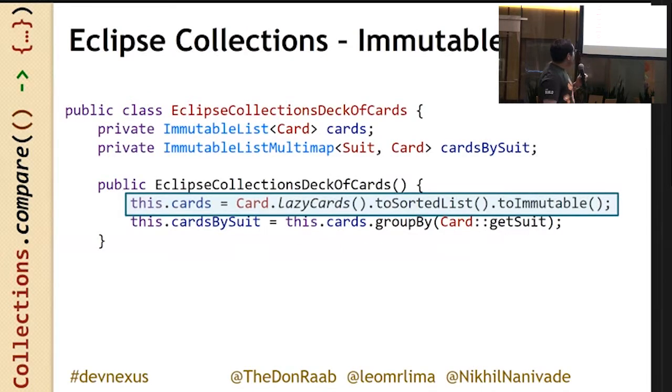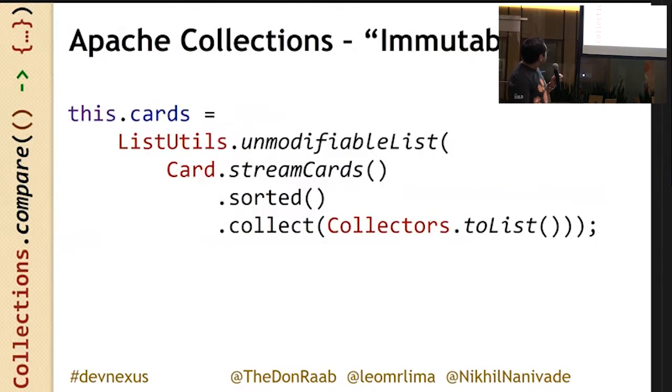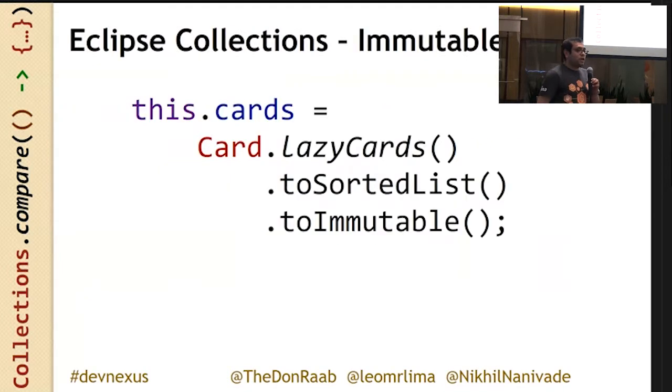However, if you see the JDK here, the sort and then collect is happening. So let's say I remove the toSortedList out of Eclipse Collections, I would presume that it will perform much better than the JDK.